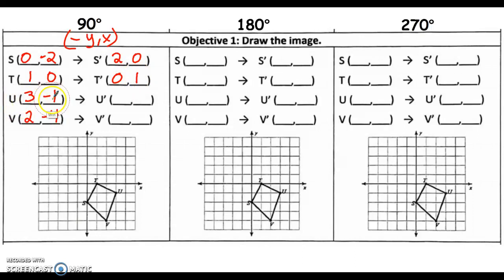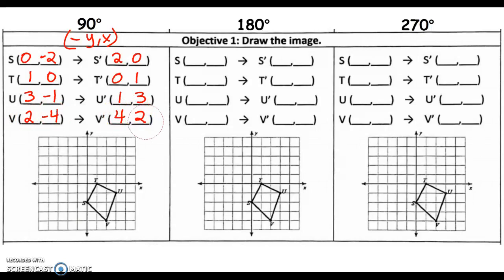For U, we need to change the sign of the y, which is negative 1. So negative 1 becomes positive 1. Swap them. So that is now 1, 3. And then lastly, we have negative 4. We will need to change that sign. It will become positive 4. We'll swap them. It is now 4, 2.